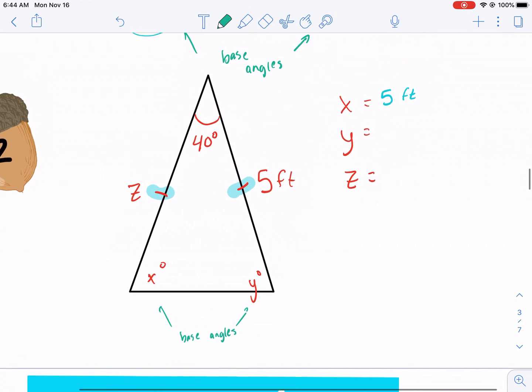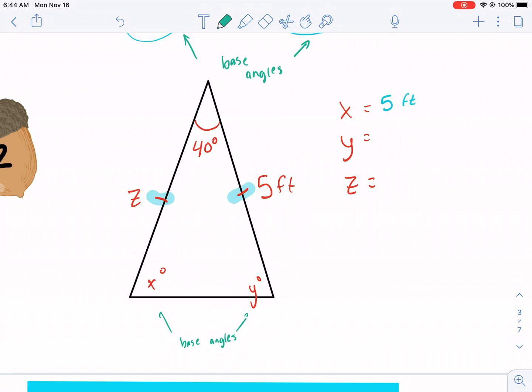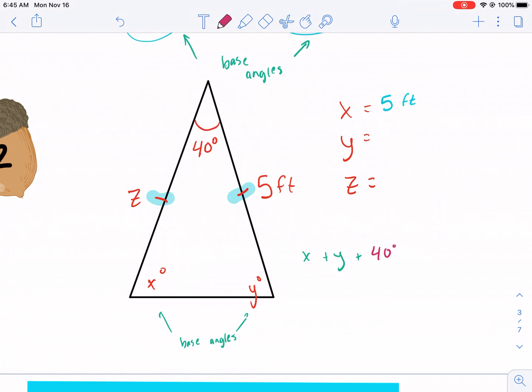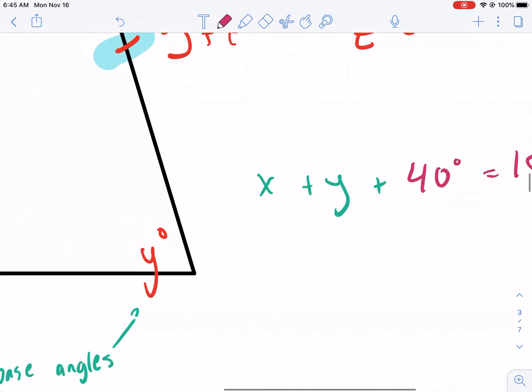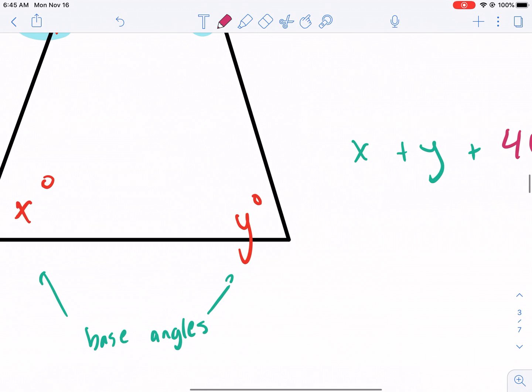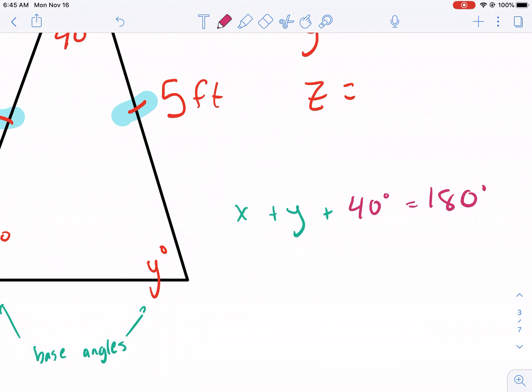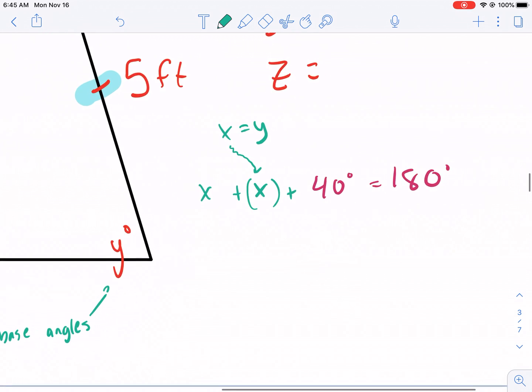Okay, so how do we do that? Well, now we have a different problem. Now we know that x plus y plus our vertex angle, we'll call it 40, equals 180. But how do we solve when we have two variables? Well, here's the thing. X is going to equal y because these are base angles and we know that they're equal to each other. So what we can do is we can just call this guy x. Okay, because x equals y, we can substitute x in for y, and then we have our problem.